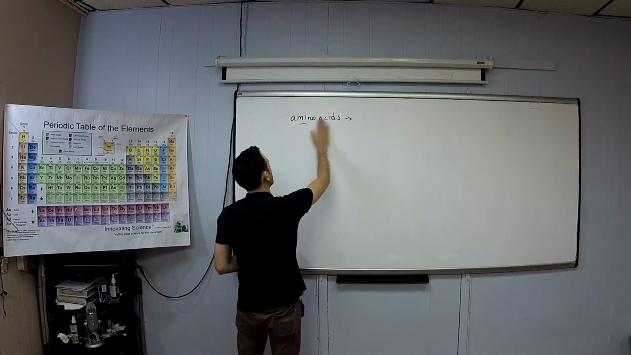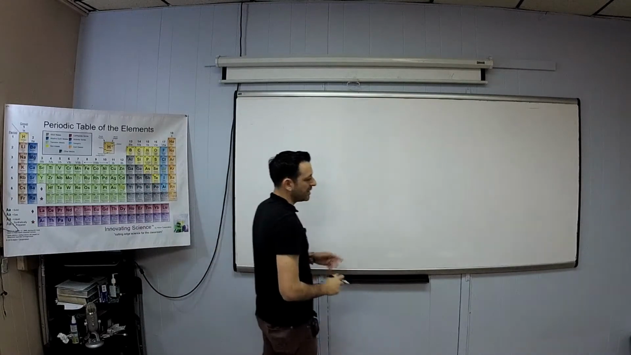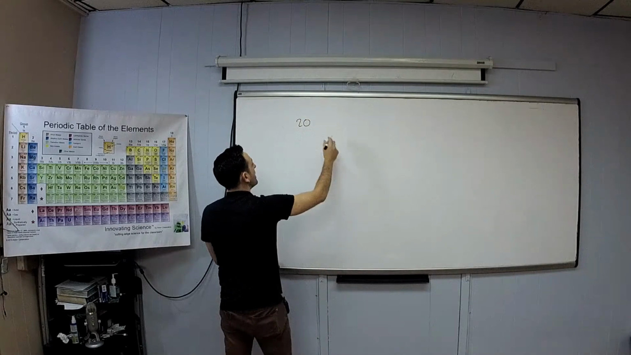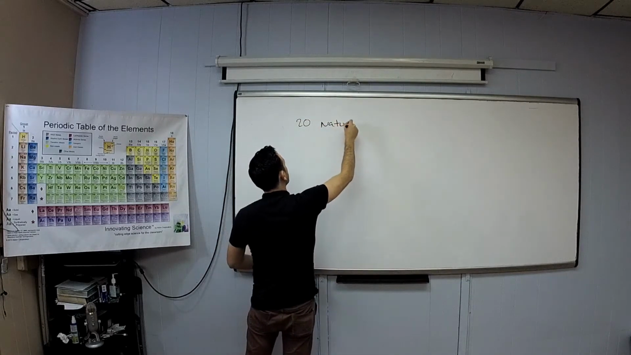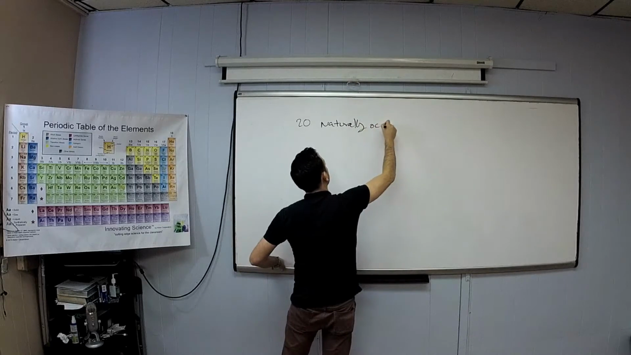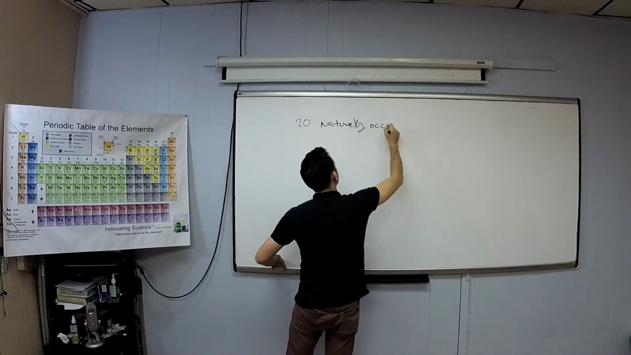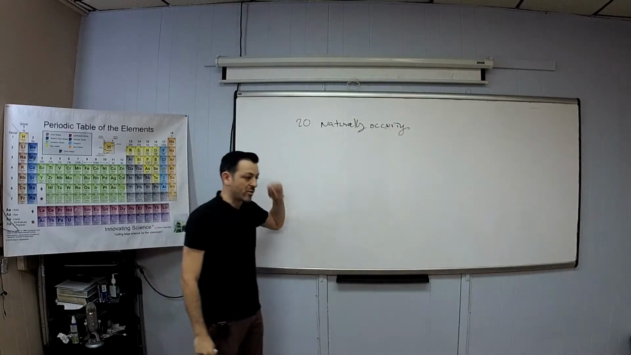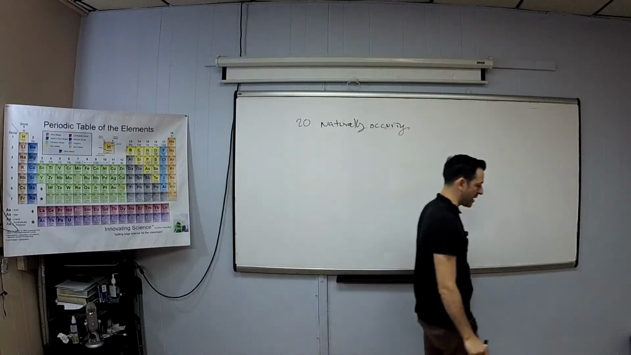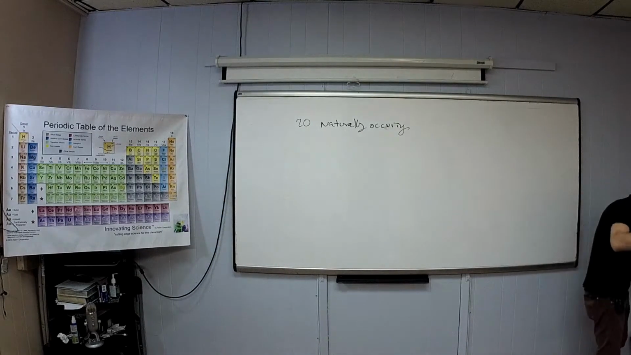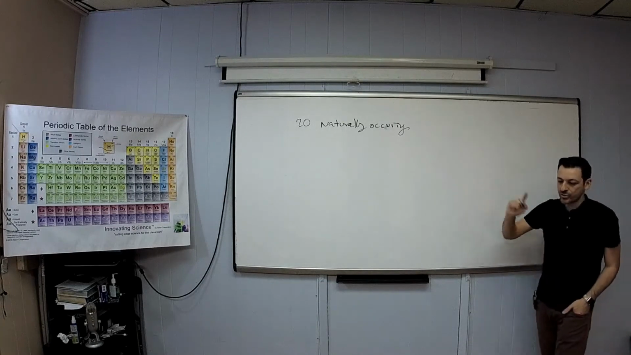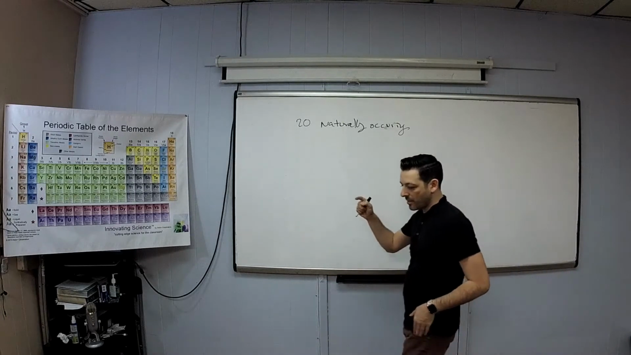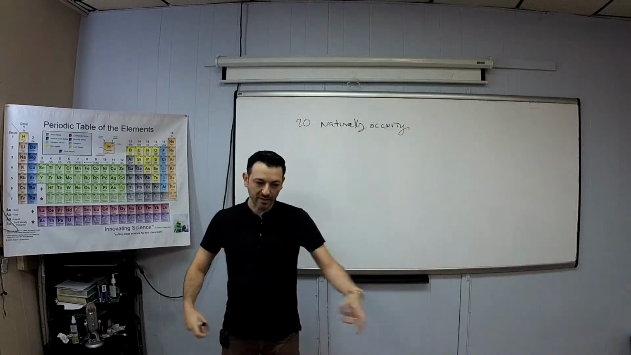So there are 20 naturally occurring amino acids. There are way more than 20 amino acids, but there's 20. Why do we talk about 20? There are 20 naturally occurring amino acids that participate in peptide bonding to make proteins.